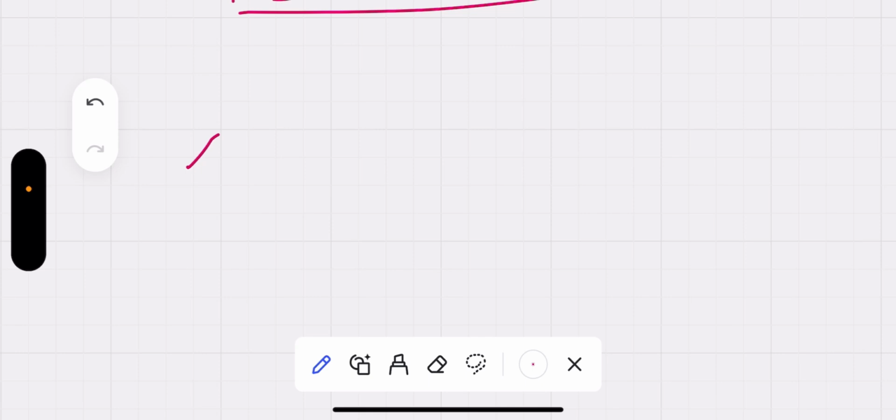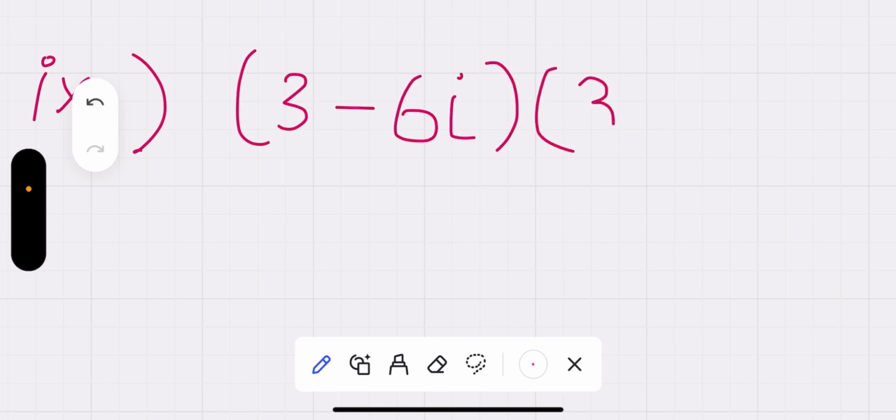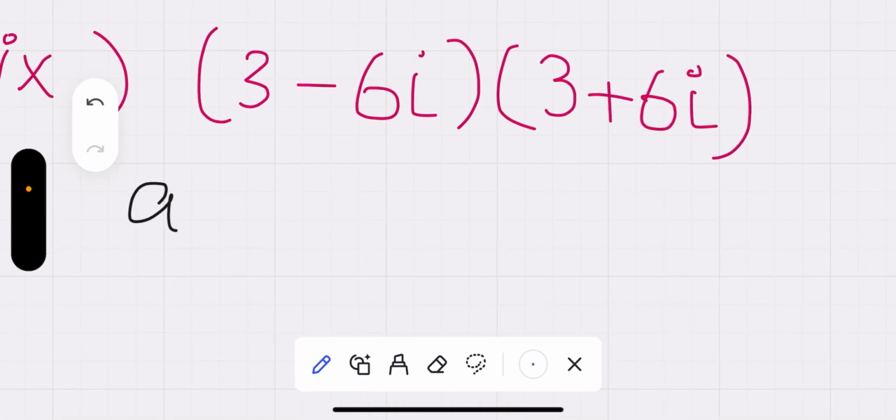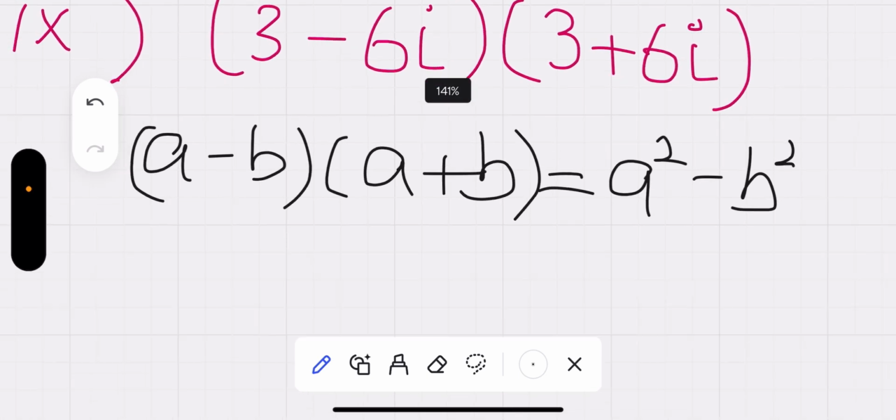Okay, next we have part number 9. It is in the similar way. (3 minus 6 iota)(3 plus 6 iota). Okay, we can simplify this by the a minus b and a plus b formula, which equals a square minus b square. So this is in the form of a minus b, the second bracket is in the form of a plus b.